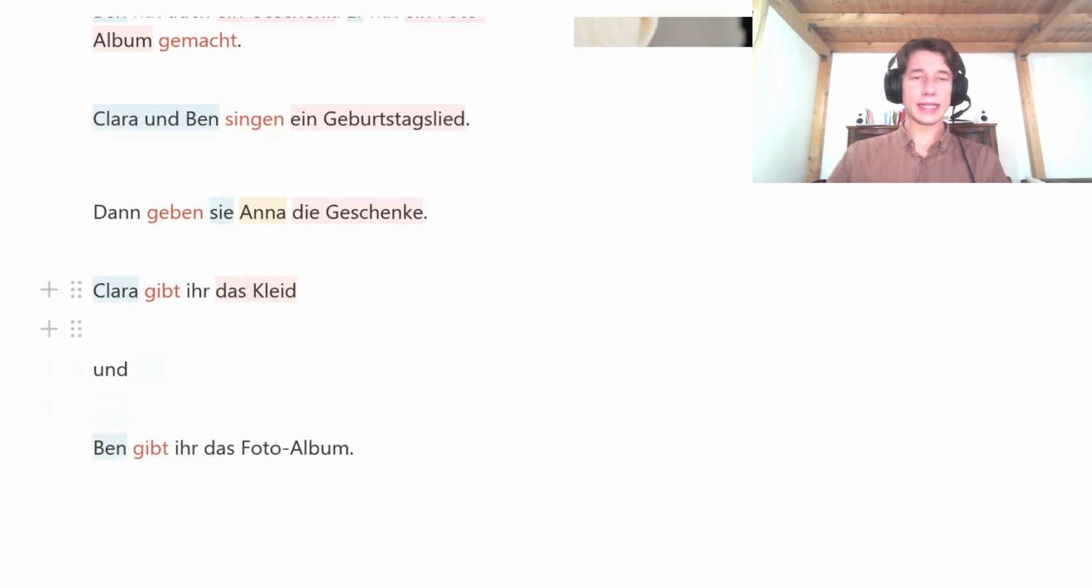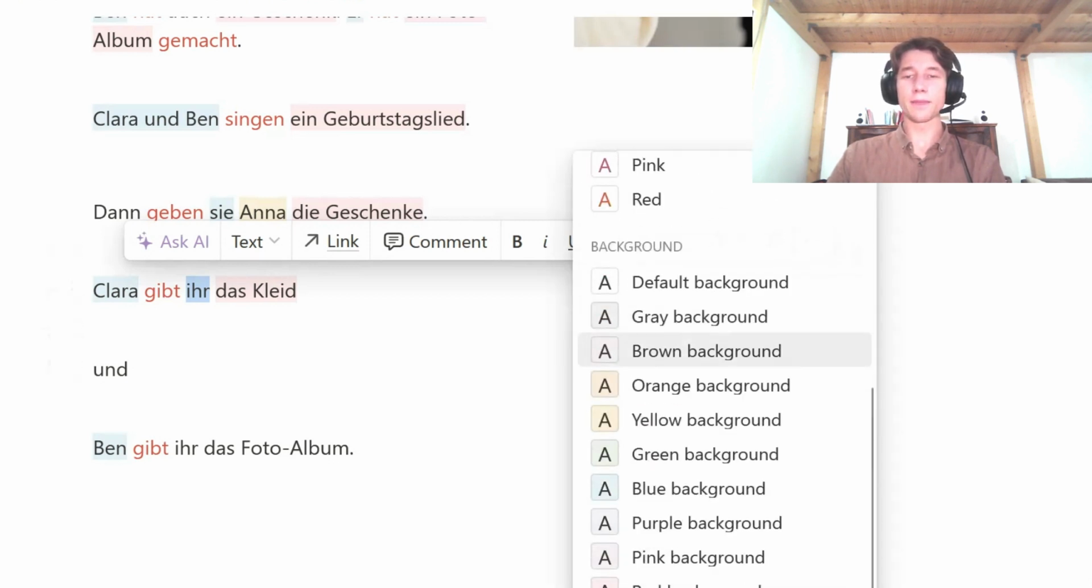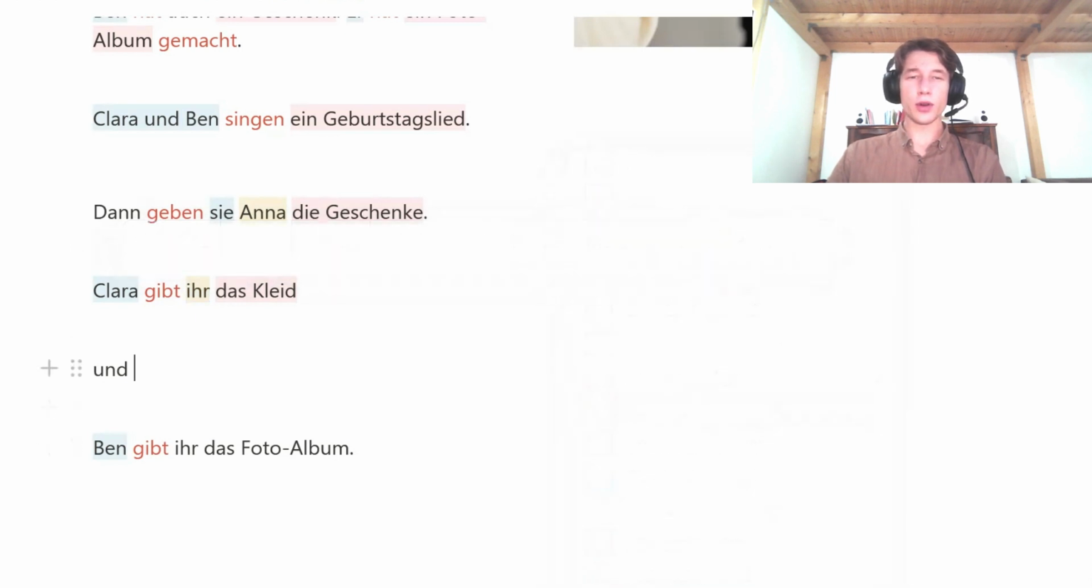So Clara gibt ihr das Kleid. She is giving the dress to Anna. And Anna, in this sentence, is being referred to by the pronoun ihr. Now, why don't we use the pronoun sie, she, for Anna? Well, just like in English, we're not saying Clara is giving she the dress, but instead Clara is giving her the dress. We have to do the same thing in German. And that is one of the first examples that we're discovering here, where a case changes the pronoun, and that's called declension.